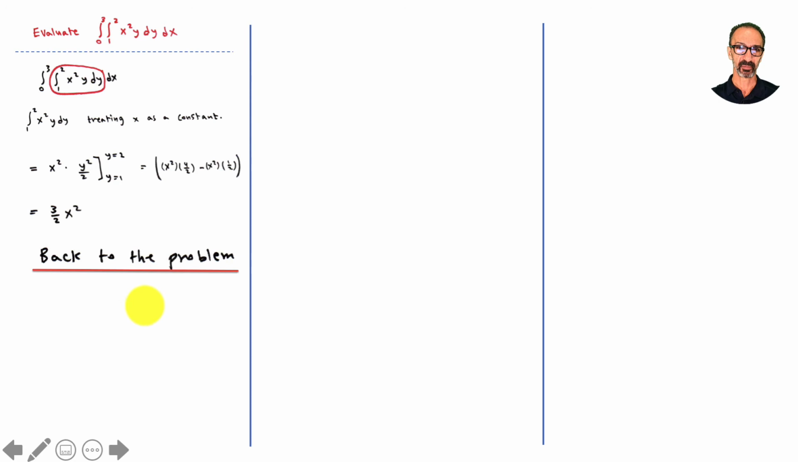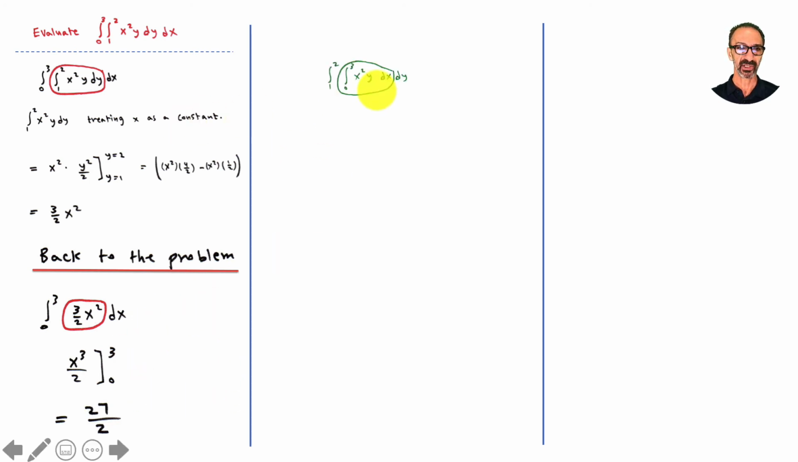Let's go back to the problem. The problem was from 0 to 3 dx of this much, which we found right here. From 0 to 3 dx of what we found earlier. We know how to finish this. Apply the 0 and 3, and I end up with 27 over 2. Let's do it the other way around.